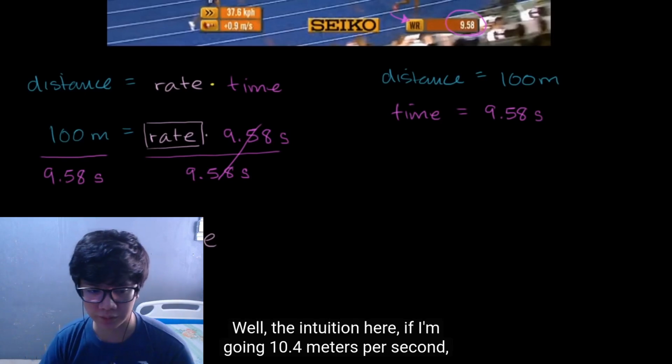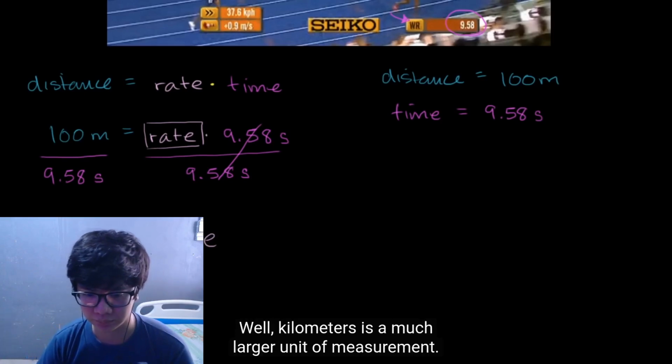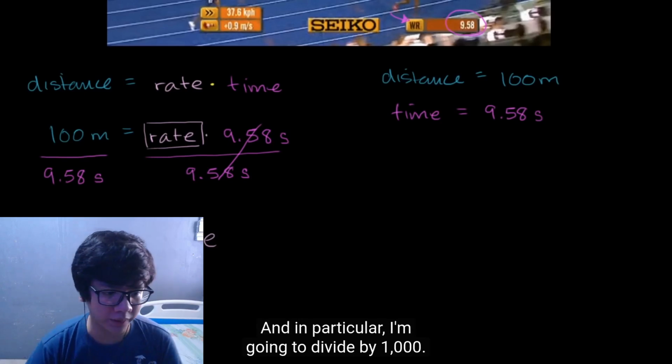Well, the intuition here, if I'm going 10.4 meters per second, how many kilometers is 10.4 meters? Well, a kilometer is a much larger unit of measurement. It's 1,000 times larger. So 10.4 meters will be a much smaller number of kilometers. And in particular, I'm going to divide by 1,000.